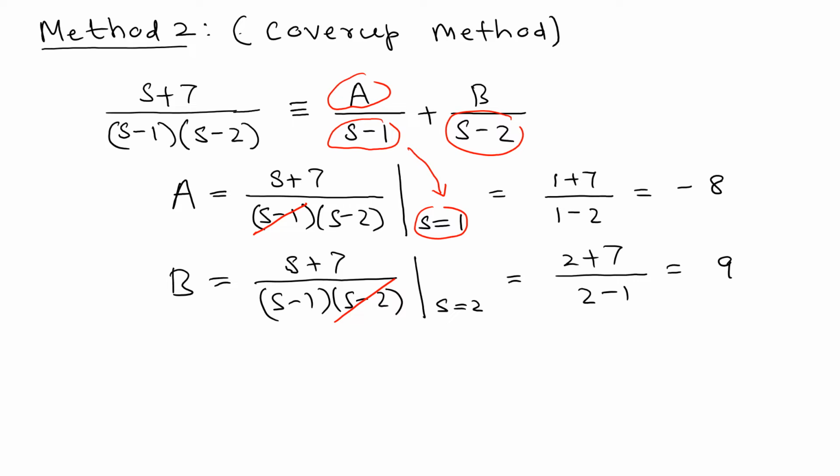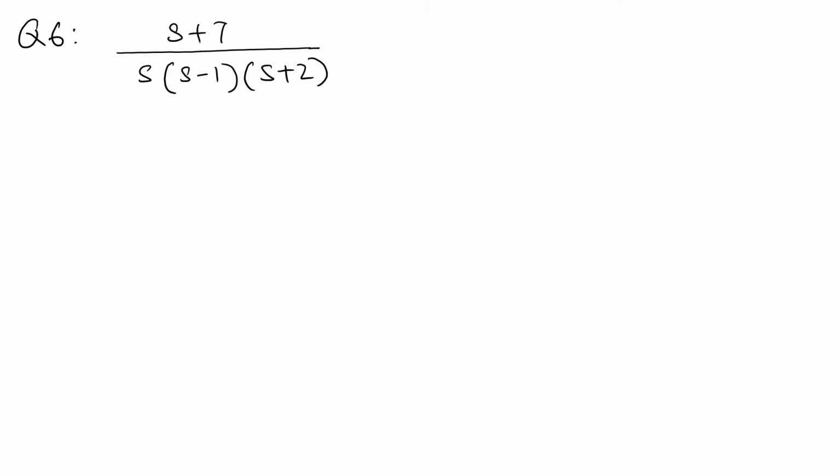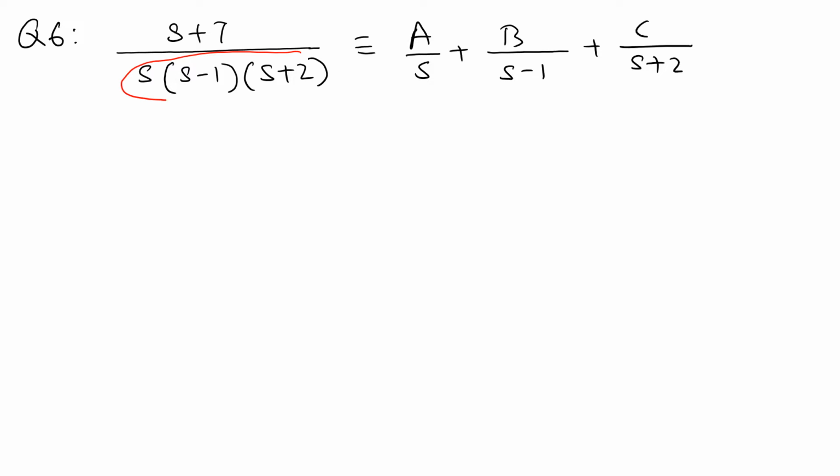So let's look at another example. As the next one, we have s plus 7 over s times s minus 1 times s plus 2. As before, we can write this as identical to a over s, plus b over s minus 1, plus c over s plus 2. And then what we're going to do is multiply by this factor.